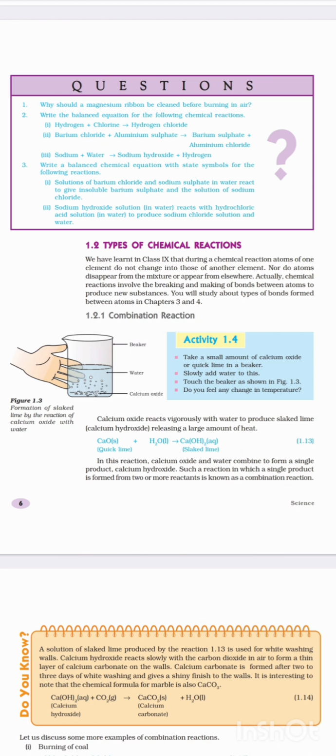In this reaction, calcium oxide and water combine to form a single product, that is, two or more reactants combine to form a single product. दो और दो से ज़्यादा reactants एक साथ मिलकर एक single product बनाए, ऐसे reaction को we call it a combination reaction. Such a reaction in which a single product is formed from two or more reactants is known as a combination reaction.